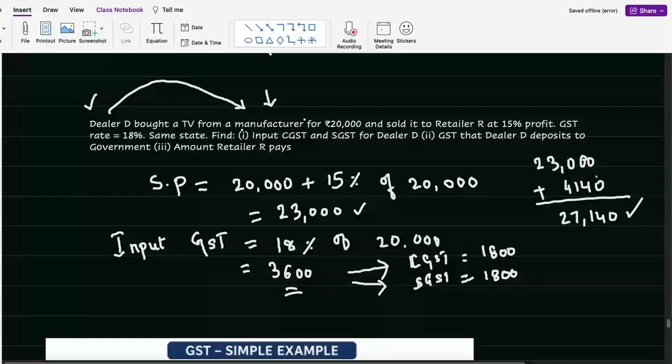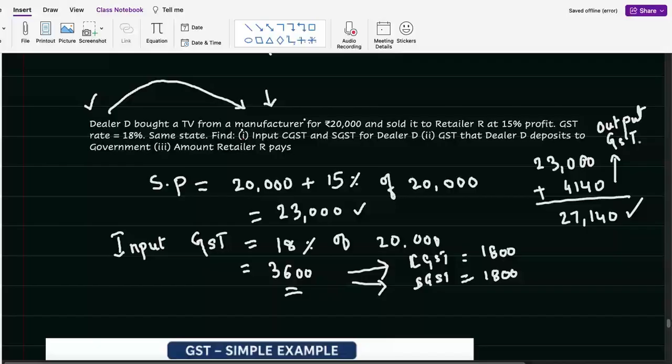So what is the output GST for him now? This is the output because he is getting it from the customer. That's why we call it output GST. We are talking about the dealer, not the manufacturer, and not the final customer. We are only talking about the dealer here, who is in between the manufacturer and the final customer. So now the output GST is 4140 for this person.